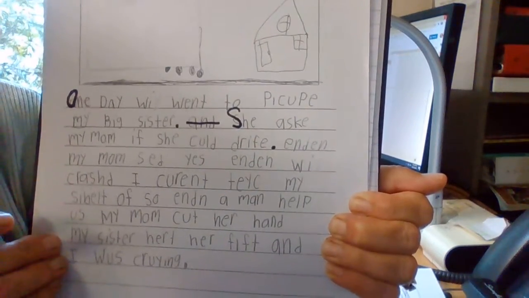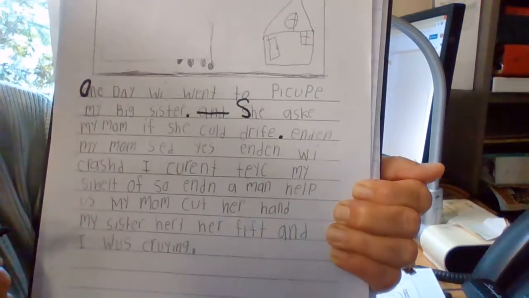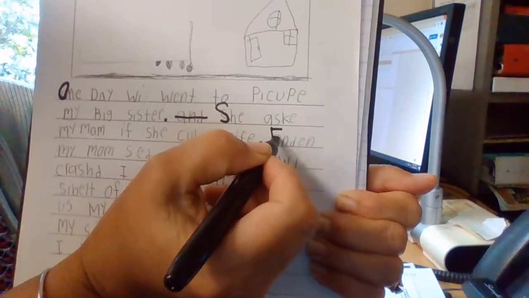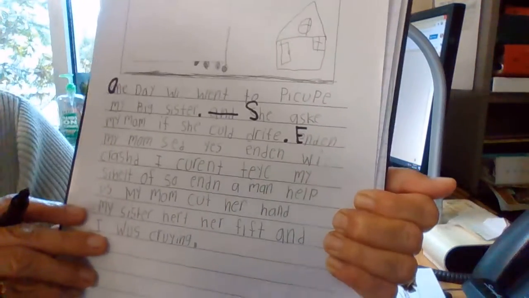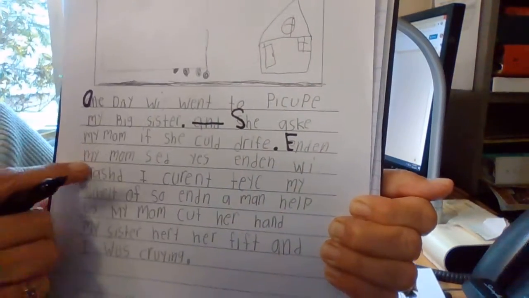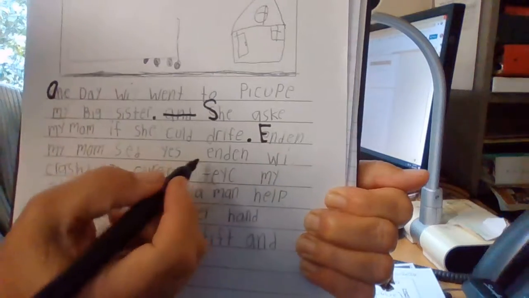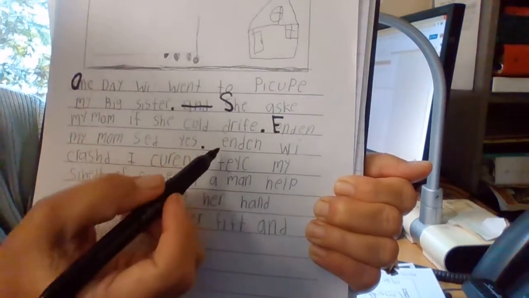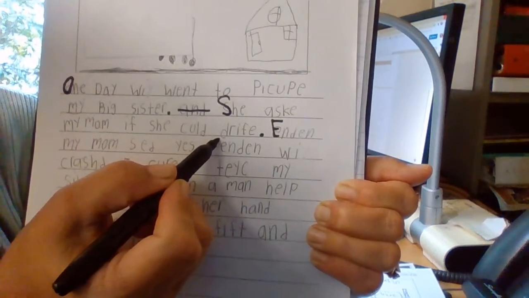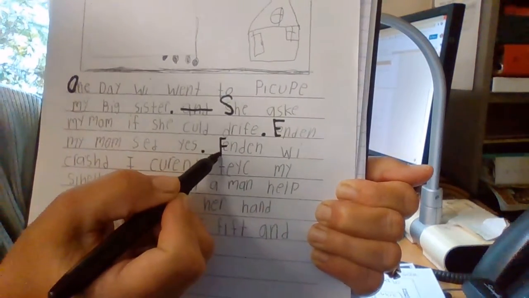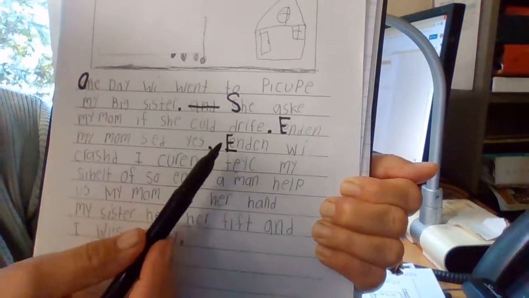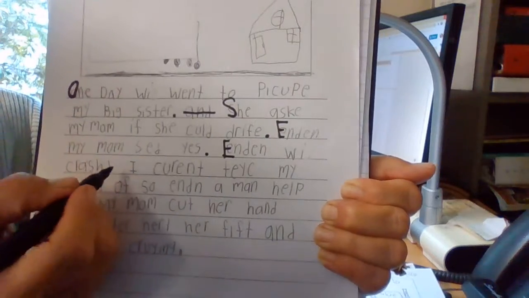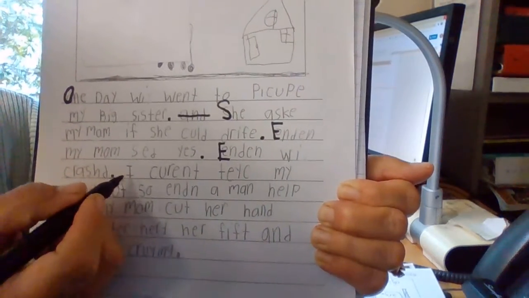Then we're going to start the next letter with a capital. It's supposed to say, and then my mom said yes. So we're going to put a period because that's the end of the thought. And then we're going to start another sentence, so we're going to put a capital E. Now what this says is, and we crashed. So that's the end of a thought, so we're going to put a period.